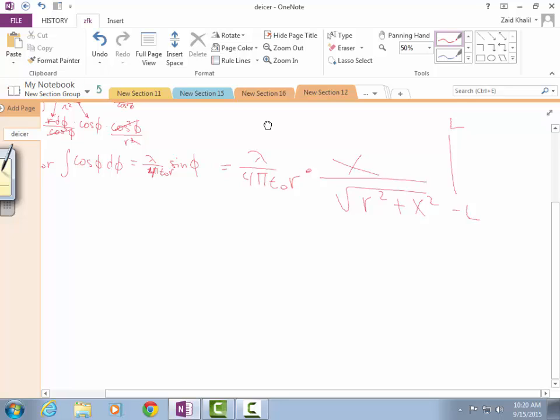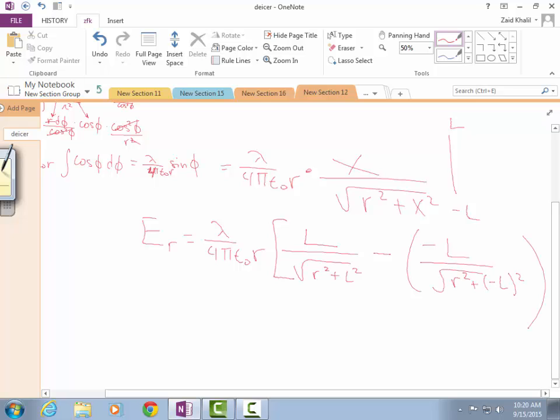This is why, like, the summer assignment, I think for some people. So this is E of little r equal to this. You get lambda over 4 pi epsilon 0 little r, and now it's going to be L over the square root of r squared plus L squared, minus negative L over the square root of r squared plus negative L squared. Right? So now, what happens here?